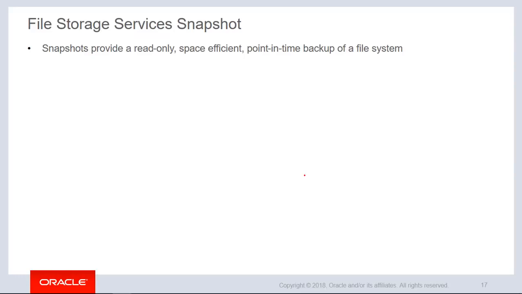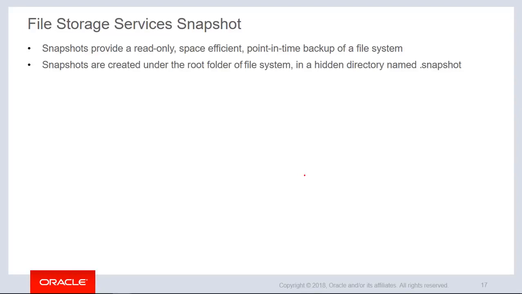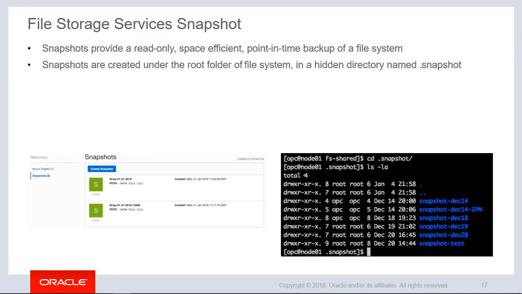Snapshots provide a read-only, space-efficient point-in-time backup of a file system, and snapshots are created under the root folder of the file system in a hidden directory which is named .snapshot. As you can see here, creating a snapshot is pretty straightforward. You go into the console or CLI, just click create snapshot, and the snapshot gets created in this particular folder.